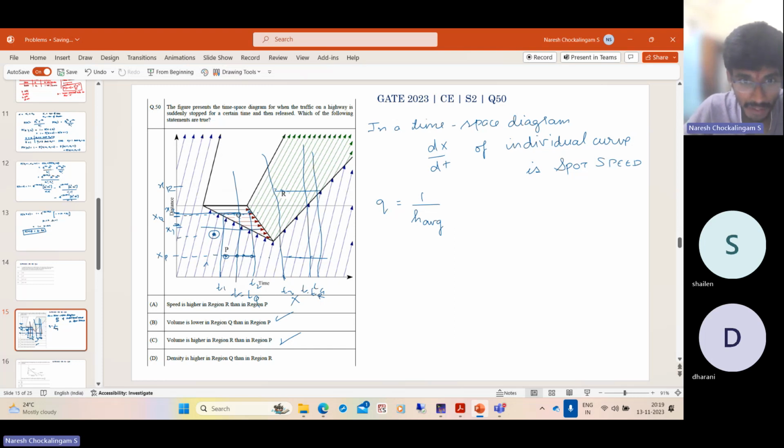So in region Q, you see there are many lines cutting through this vertical TQ. Sorry, this is TQ, right? So in region Q, you have more horizontal lines cutting through this. But in region R, in the same x1 to x2, let us take this as TR, you have only 2. So here you have more than 4. Here you have only 2 because this is steeper.